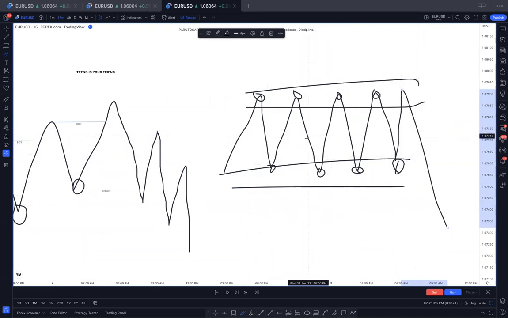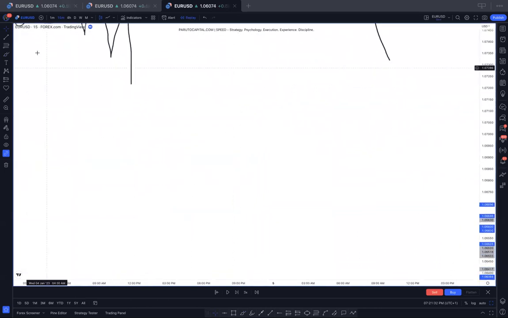Now, some people also call ranging markets consolidation. And what does that mean? Now, the price usually would do something like this.